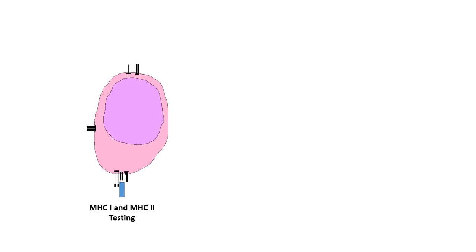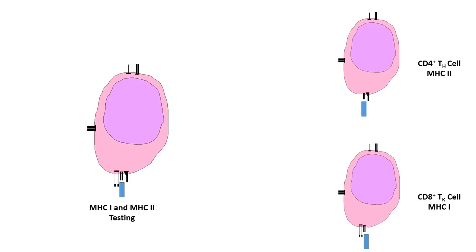If the T cell better interacts with MHC1, it becomes a CD8 positive T cell. This is because CD8 is responsible for interacting with MHC1. Similarly, T cells that interact better with MHC2 become CD4 positive T cells because CD4 is responsible for interacting with MHC2.